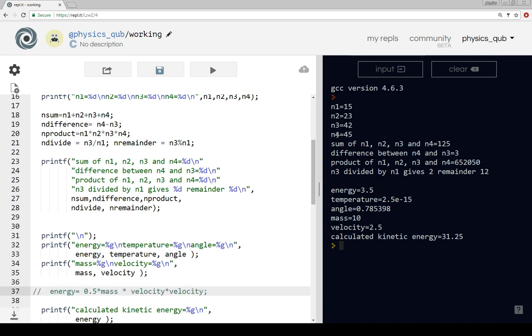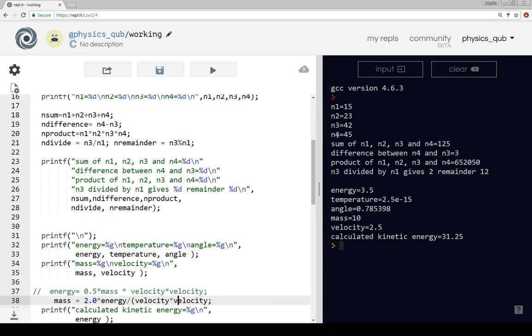We'll just comment this one out. I might actually just copy it and paste it. And now what we're going to say is the mass is equal to 2 times the energy, or 2.0 times the energy divided by velocity squared.